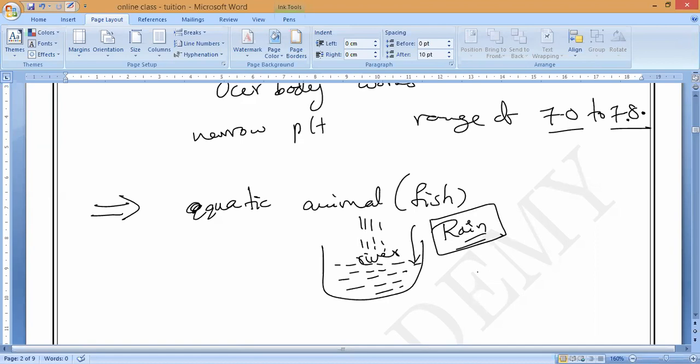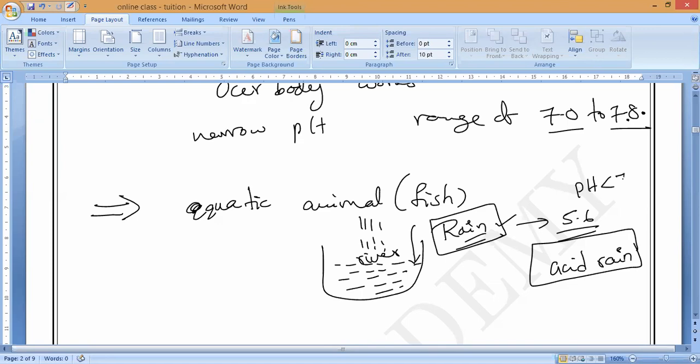Okay. Now if you observe, when the pH of rainwater is about just 5.6, all of you should remember 5.6, then it is called acid rain. What should you call it? Acid rain. We call it acid rain because the pH value is less than 7. Is it yes or no? So less than 7 means it is acidic in nature or basic in nature?